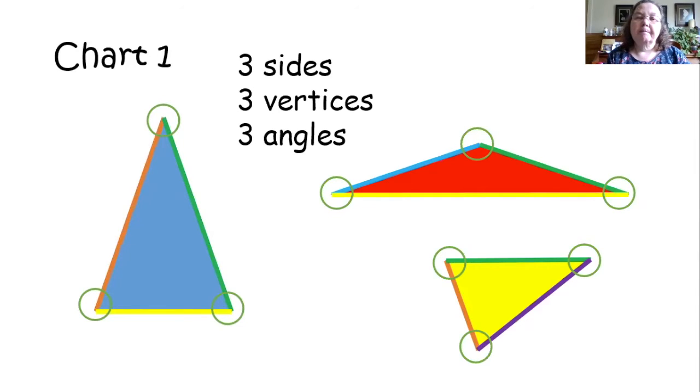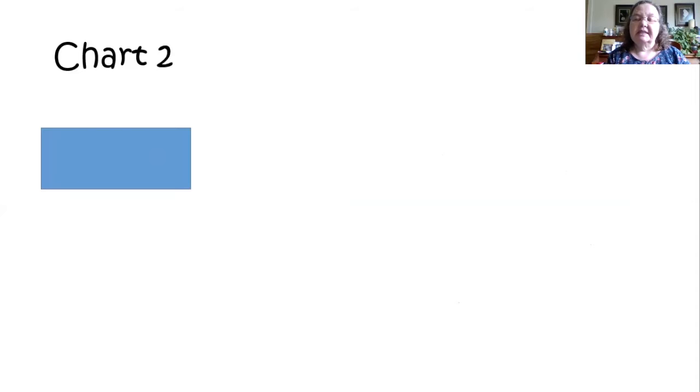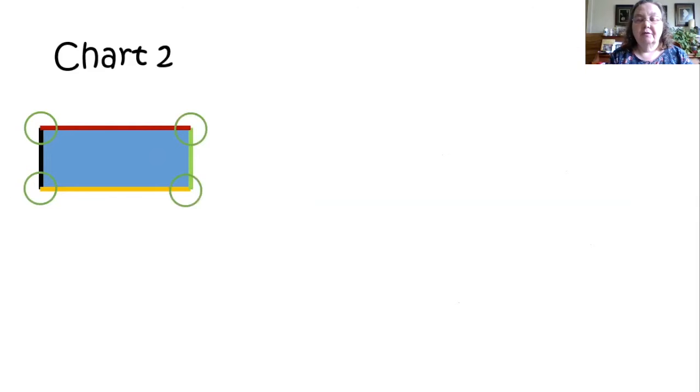Let's move on. So take your manipulatives and I want you to make something that has 4 sides. Here's my first one. Let's count. 1, 2, 3, 4. Now, let's count how many angles and vertices it has. 1, 2, 3, 4. Okay, now take your 4 manipulatives and make a different shape with them.